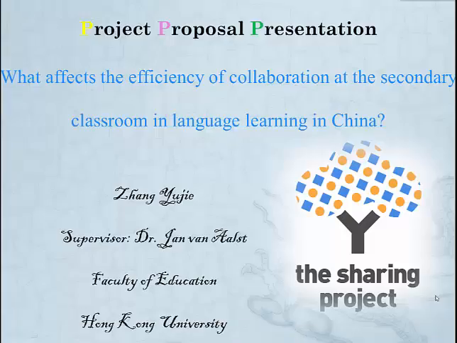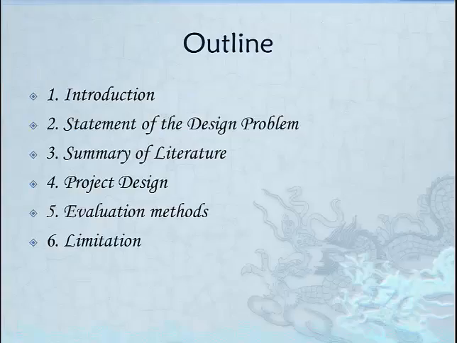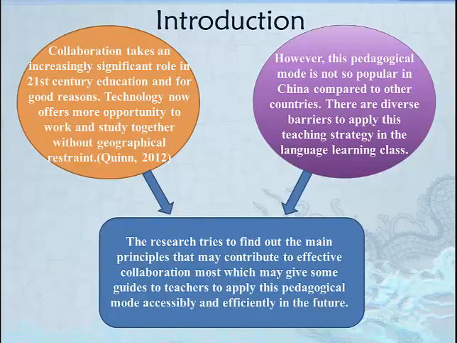I'd like to share my research proposal here today. My research topic is what affects the efficiency of collaboration in the secondary classroom in language learning in China. It includes 6 parts in the whole presentation. I will focus more on part 4 and part 5. Let me give you a brief introduction first.